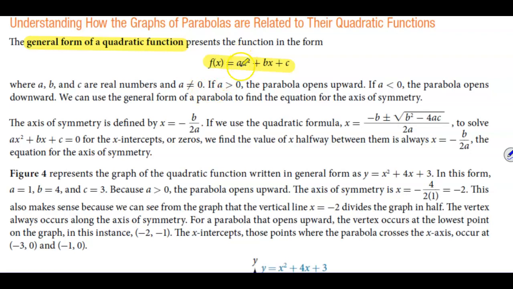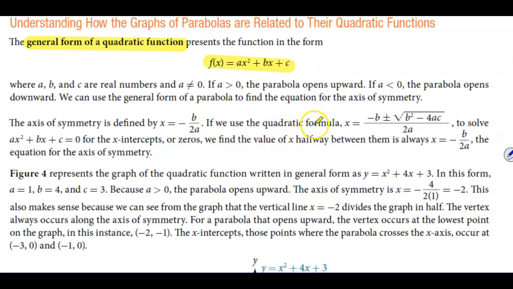Now, if the leading coefficient, which is a, is greater than 0, then the parabola is going to open up. If a is less than 0, then the parabola opens downward. And we can use the general form of a parabola to find the equation for the axis of symmetry. Now, the axis of symmetry is defined by x equals negative b over 2a. So that means we have the value of b divided by 2 times the value of a, and then it is multiplied by a negative sign.